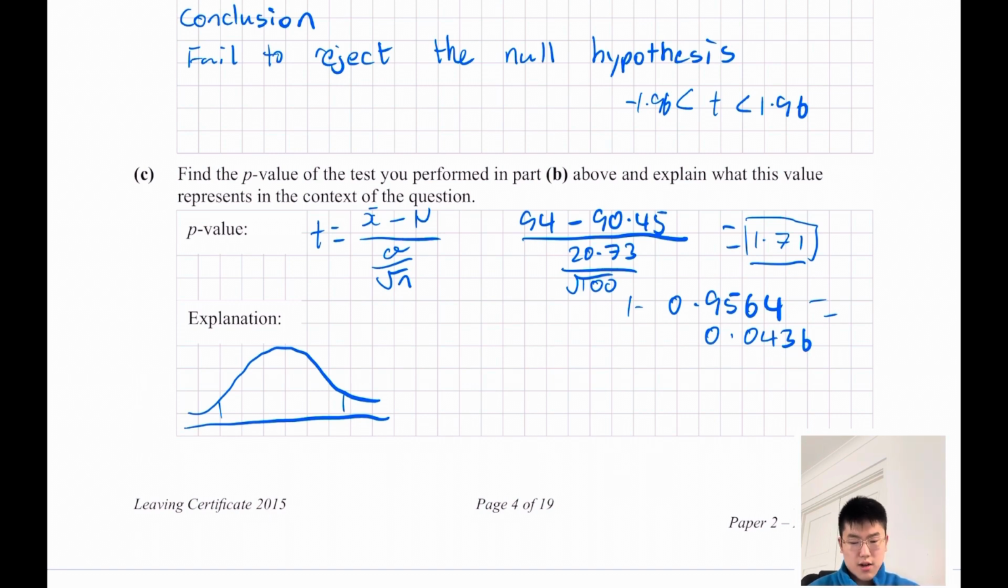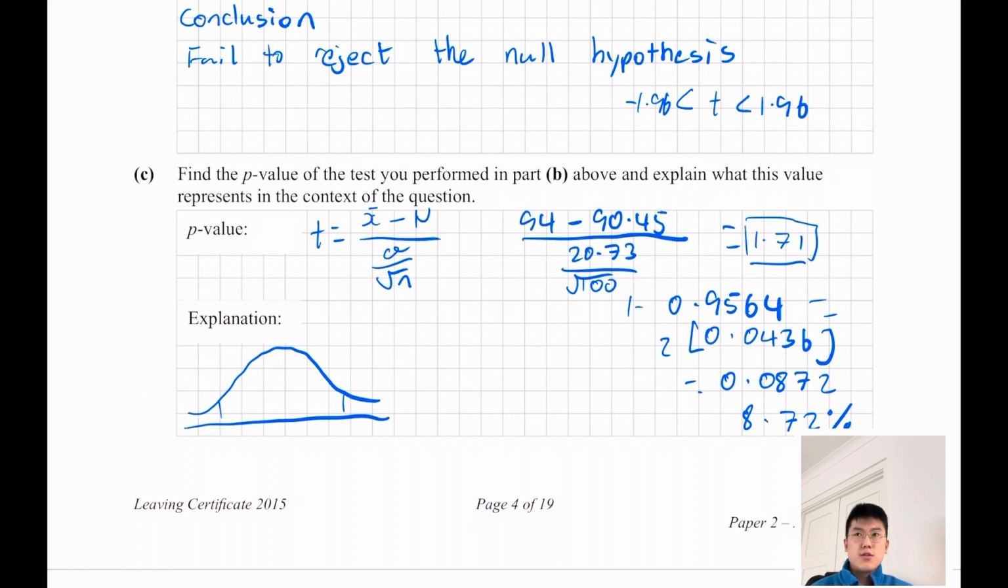Now, this 0.0436 actually only corresponds to one side of the tail, but whenever we're calculating the p-value, we need to think of it in terms of both sides, because extreme values don't just occur on one side of our normal distribution curve. It can be on the extreme left hand or the extreme right hand. So in other words, we need to multiply this value by 2 as well. So 2 times 0.0436, and we get 0.0872, or 8.72%.